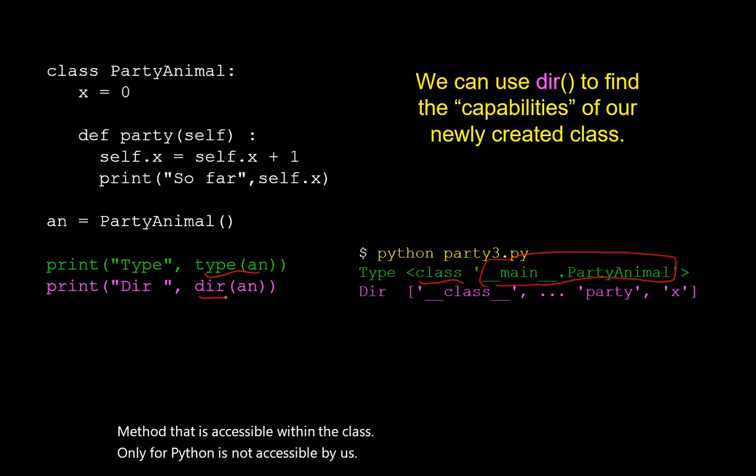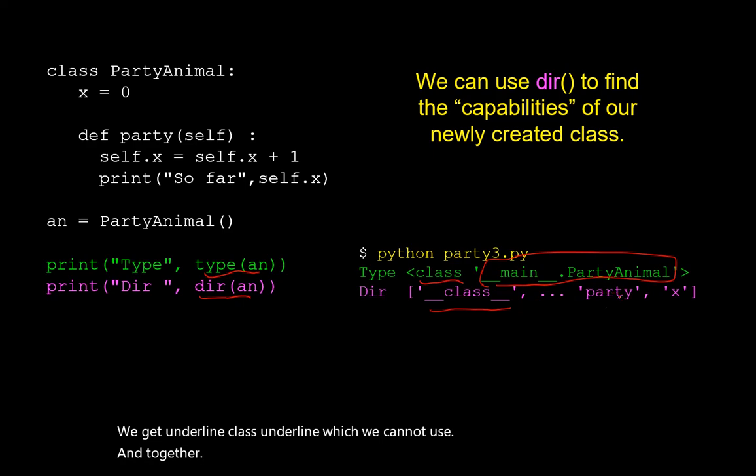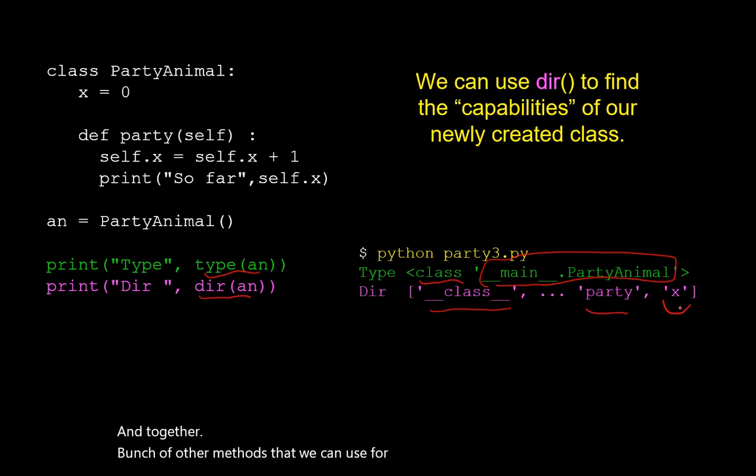And if we do a dir on an, we get underline class underline, which we cannot use, and we get a bunch of other methods that we can use, for example party or variable x that we can invoke here.